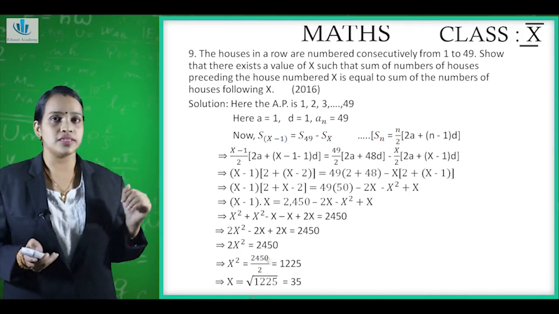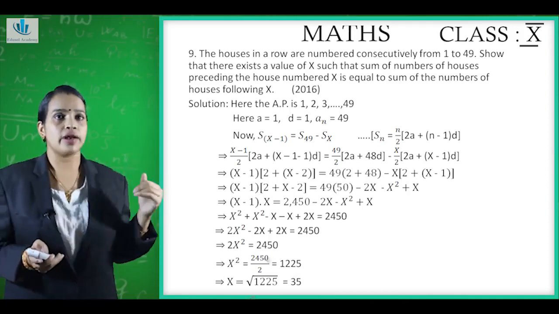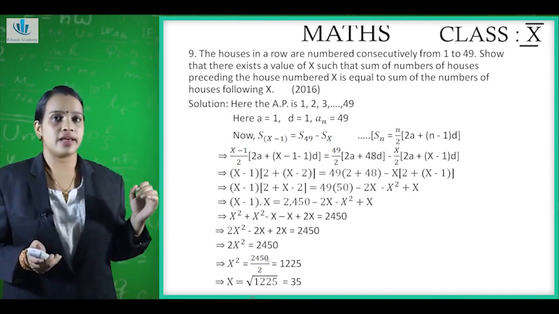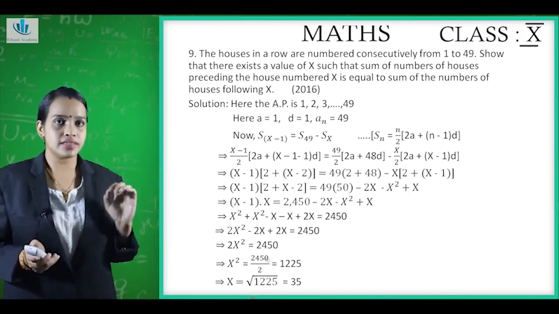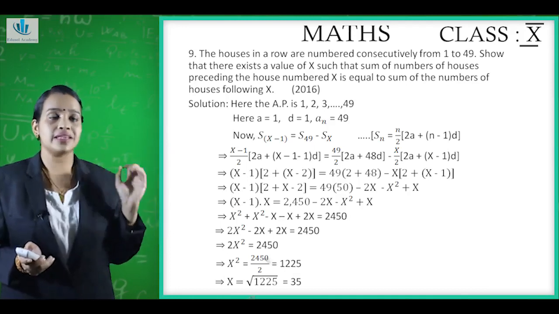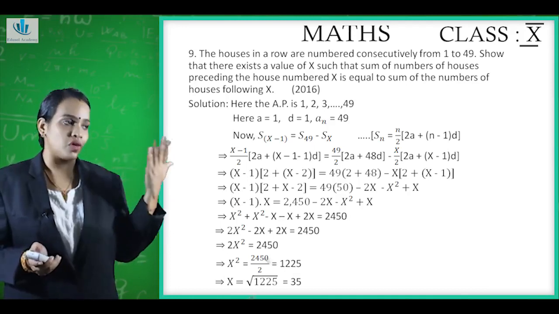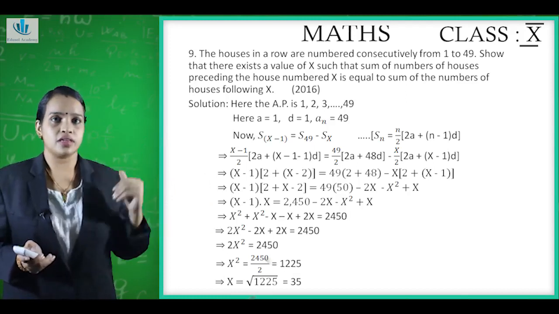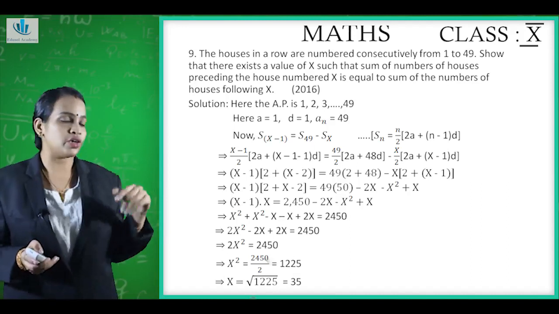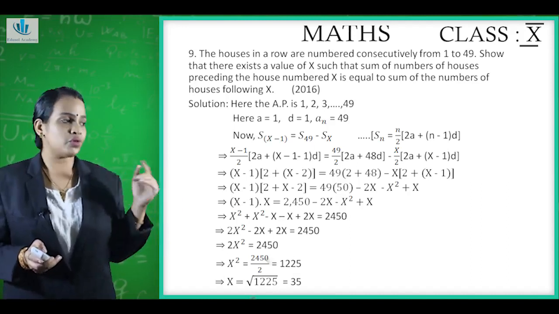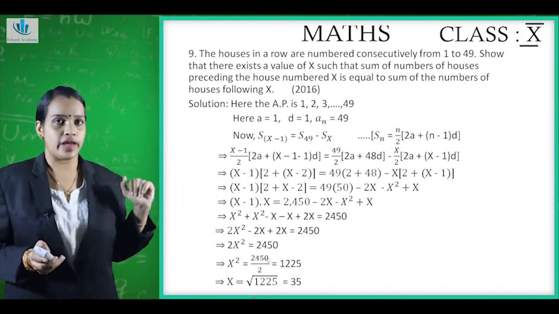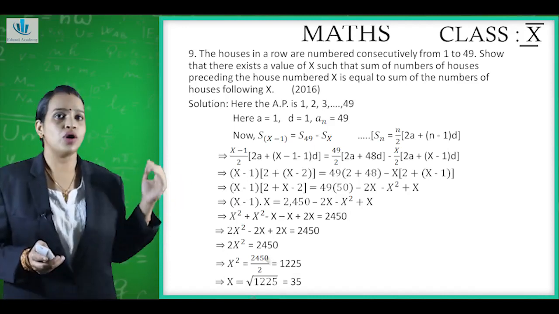Now, the next question is, the houses in a row are numbered consecutively from 1 to 49. Show that there exists a value of x such that the sum of the numbers of the houses preceding the house numbered x is equal to the sum of the numbers of the houses following x. Now, here in a row the houses are numbered from 1 to 49. So, you know the AP, it is 1, 2, 3, and so on up to 49. The value of a is equal to 1.